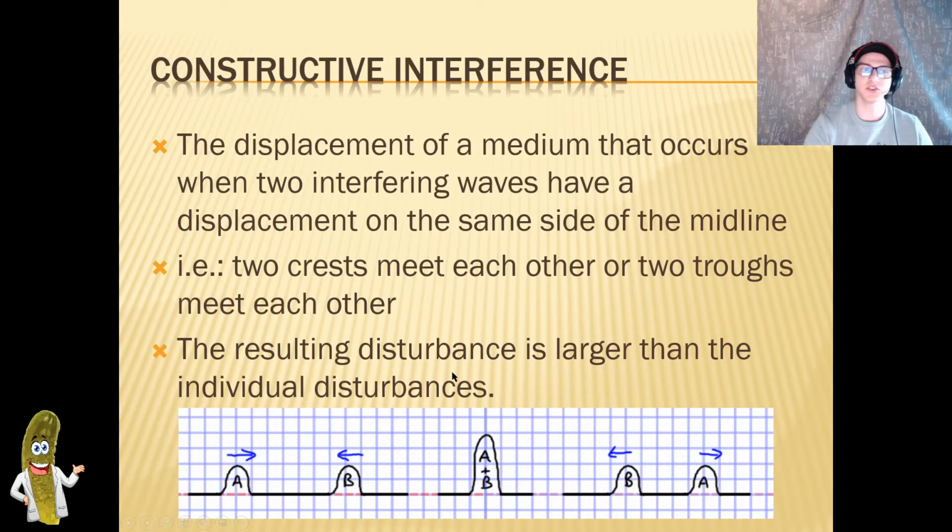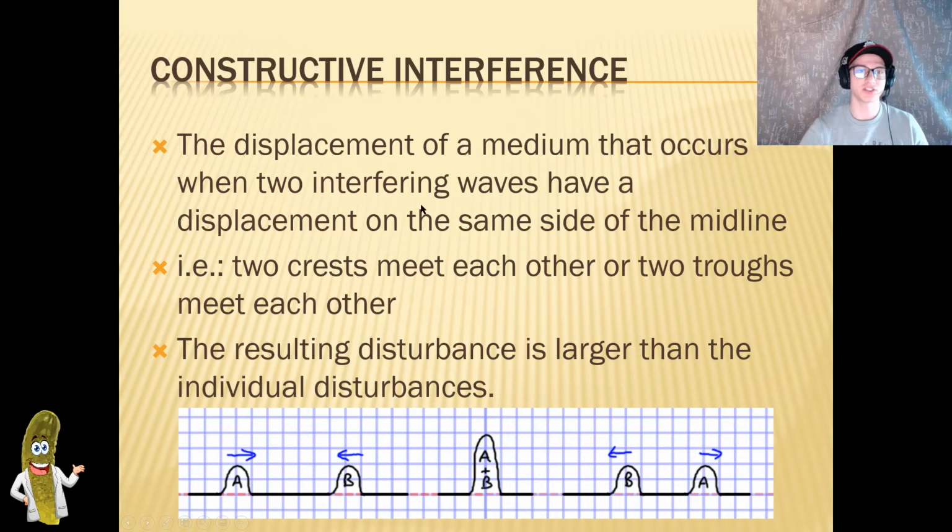This is what constructive interference looks like. It is the displacement of a medium that occurs when 2 interfering waves have a displacement on the same side of the midline. I think this picture speaks a lot louder than any of these little bullet points up here. We have wave A and wave B coming towards each other. We want to look at what happens when those 2 collide. When they collide, A and B are going to add up together.